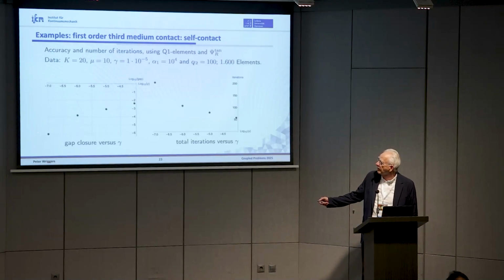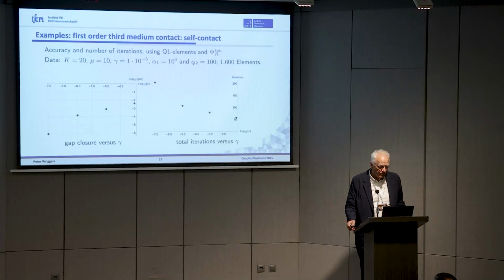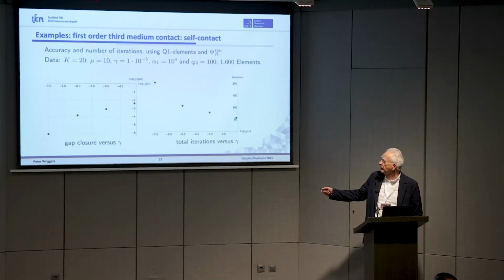And here is a little bit of a graph, the gap closure versus the number of iterations. This is the gap closure versus the gamma. You can see the closure is of course better for a smaller gamma. You get here 10 to the minus 7, a better gap closure, then 10 to the minus 6, and here 10 to the minus 5. This is for sure fully okay for engineering purposes.